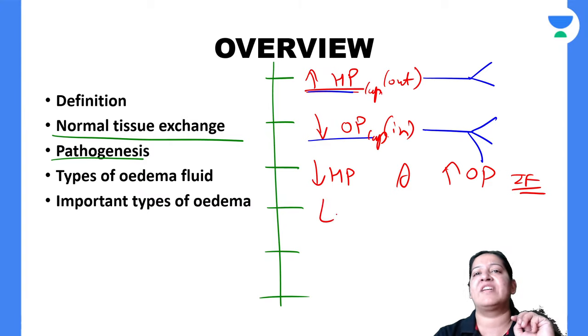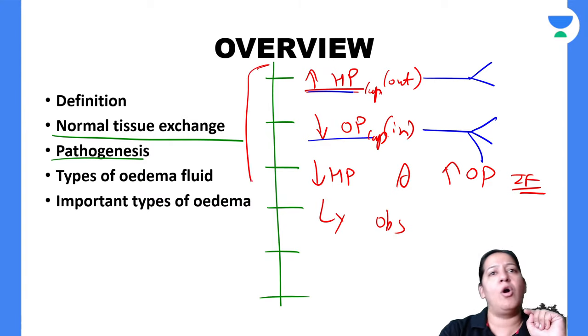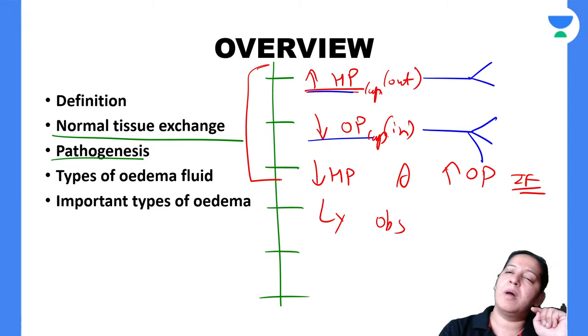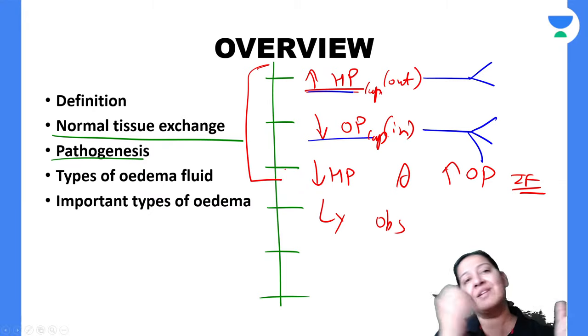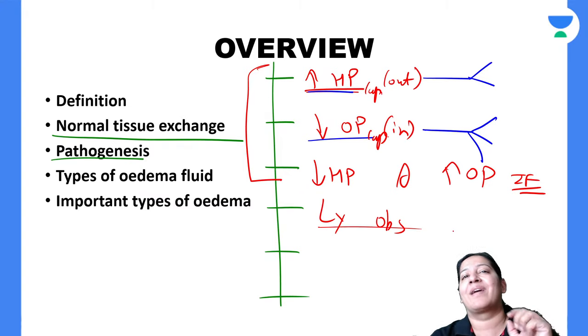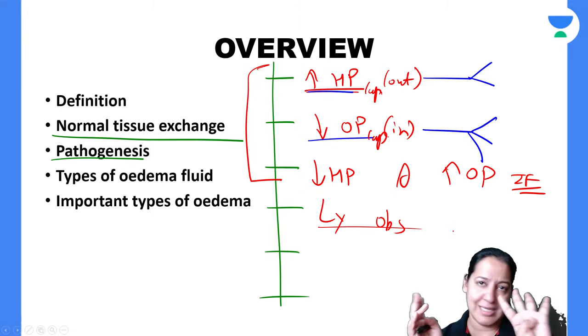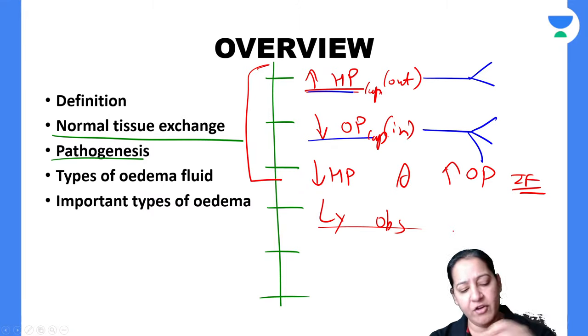The 4th cause, lymphatic obstruction. All the pressures are normal. Hydrostatic pressure is normal. Osmotic is normal. Major pressures are normal. Minor pressures are normal. Still the person is having edema. Why is the person still having edema? Because the lymphatics are not working. The backup is blocked. So lymphatics are obstructed. That can lead to edema. That is the fourth cause.